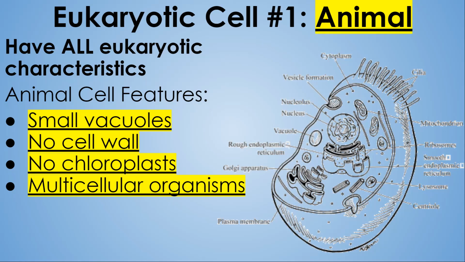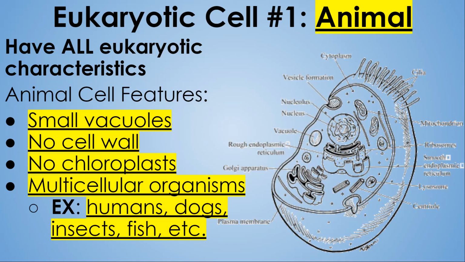Animal cells are going to be multicellular organisms. So they're going to be made up of lots of different cells to make the organism. So they're going to have lots of different tissues and organelles and different structures, but they are made up of multiple cells. So they are multicellular organisms. So examples of animals would be humans, dogs, insects, fish, lots of different animals that I'm sure you're familiar with.